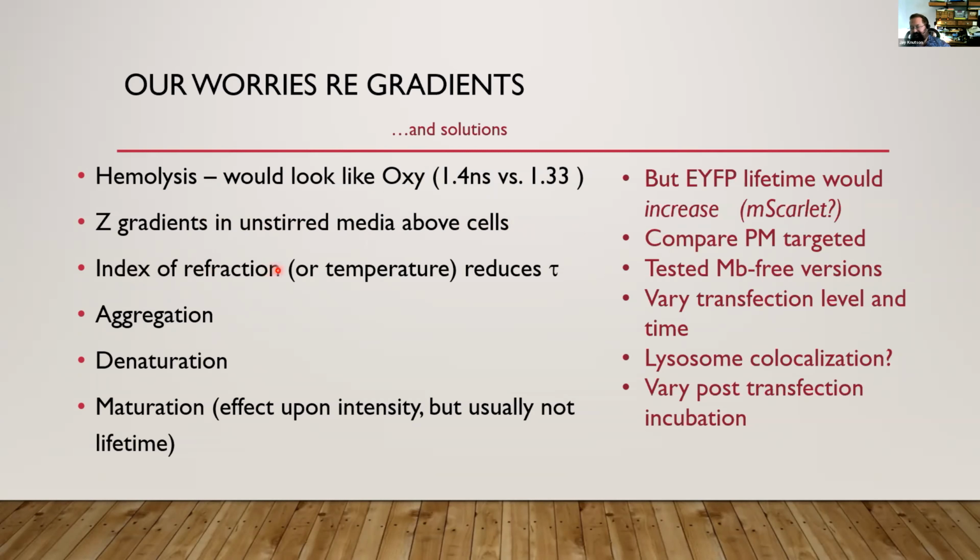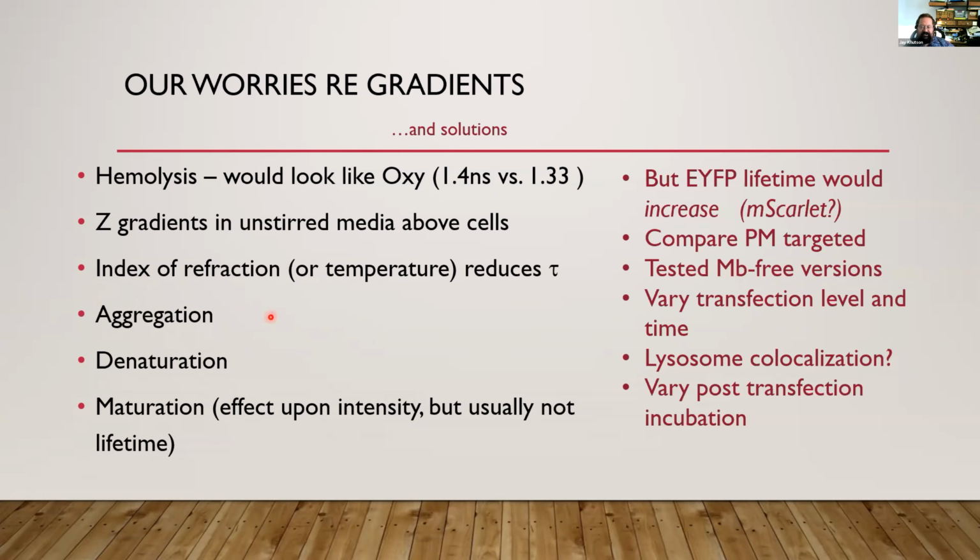Index of refraction is a lifetime shortening effect. And so there are certain organelles that have higher index of refraction. Peter So does a lot of work on index of refraction in cells, if you want to study that. But by getting rid of myoglobin and putting the probe in the very same place, you can look at mCherry itself and see that that's not a big effect.